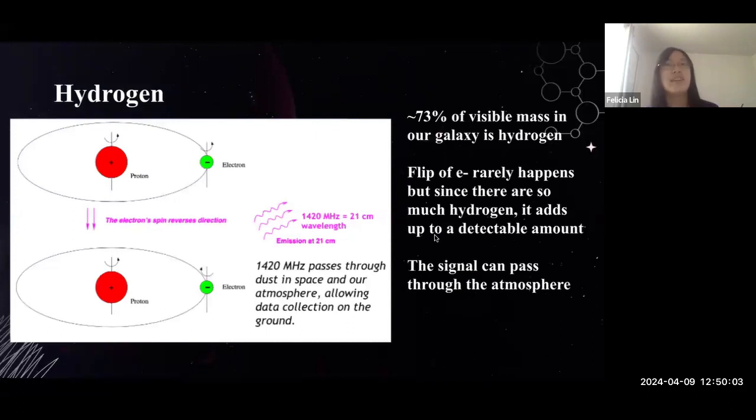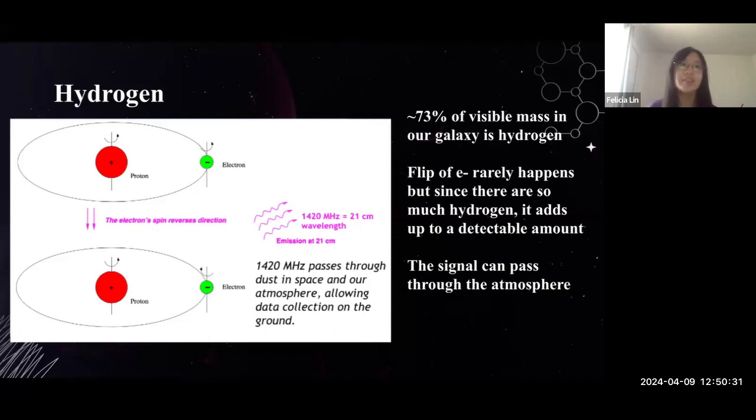So what is it that we are detecting in our galaxy to figure out its shape? We're detecting hydrogen, because 73% of the visible mass in our galaxy is hydrogen. That means if we detect where the hydrogen is, we can basically know where most of the mass of our galaxy is.